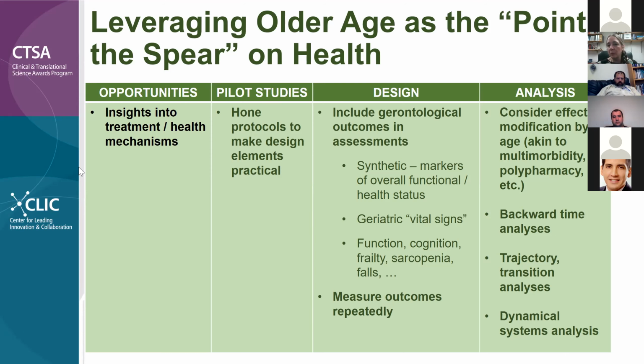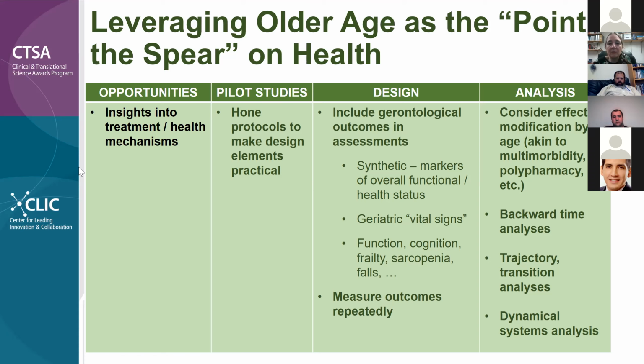One super important design element is to be sure to include gerontological outcomes, because these outcomes tend to be synthetic measures of older adult health that really have potential to ground analyses that can then identify risk factors earlier in life in a way that is meaningful. These are geriatric vital signs.